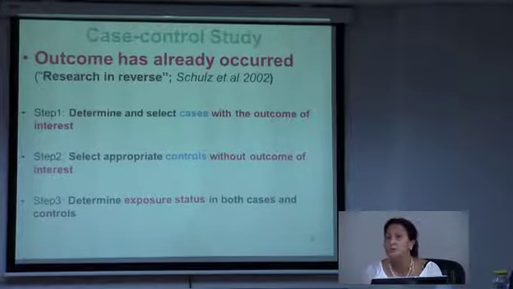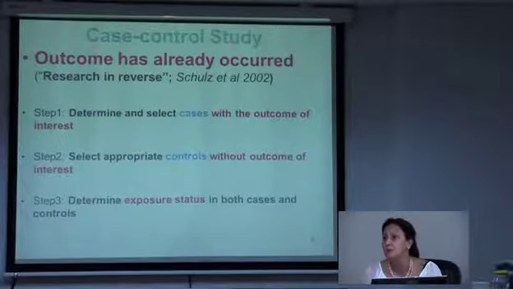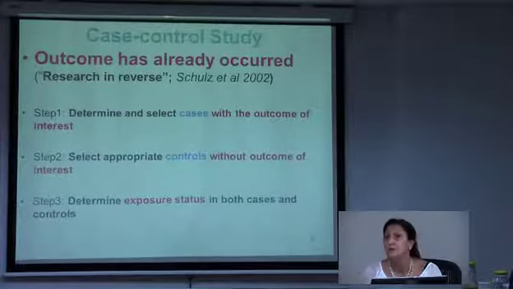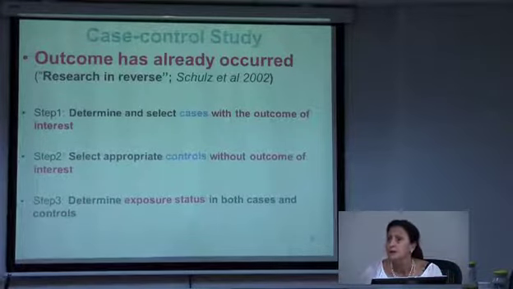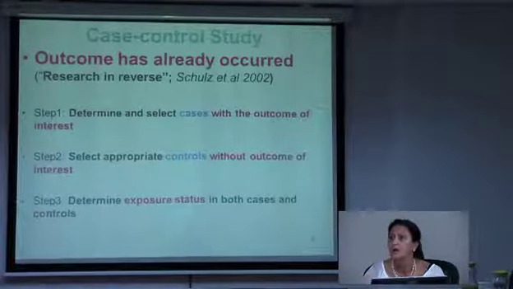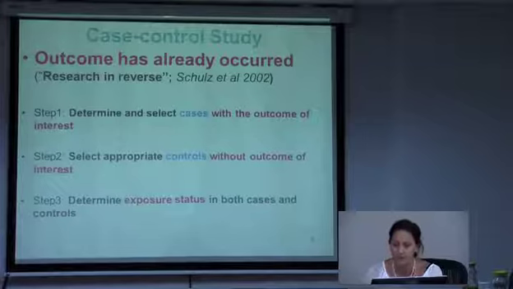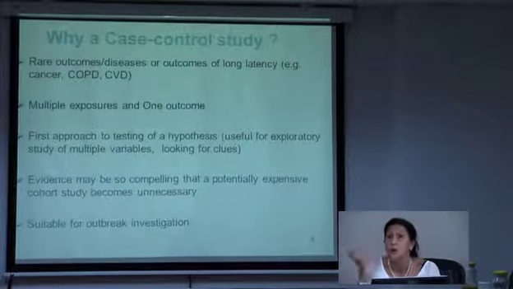So there are three steps in doing it. First I have to start selecting cases, and the cases are the participants who have already developed the outcome. The second stage, or parallel to that, I have to select people without the outcome that I would call controls. And then, taking the cases and the controls, I would look at the exposure. So I would assess the exposure status once I determine my cases who have the outcome and controls who don't have the outcome. Okay?